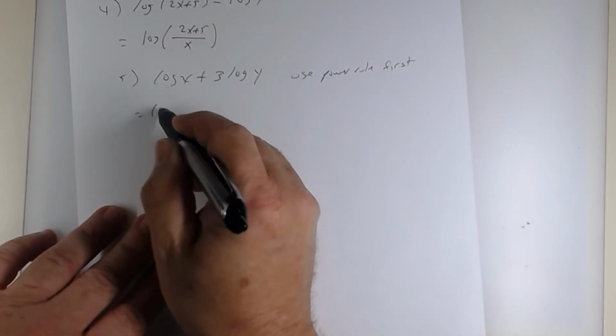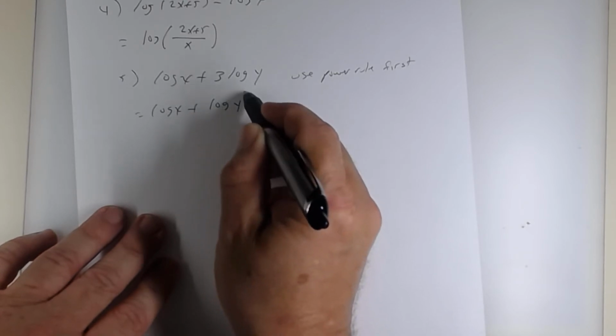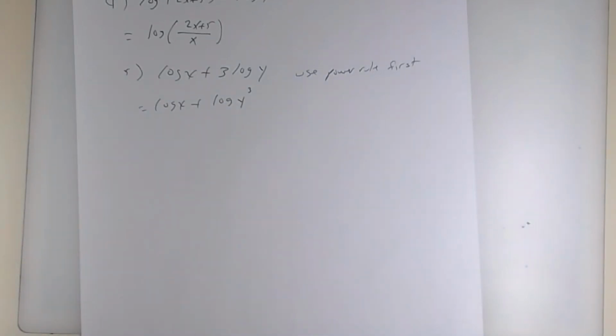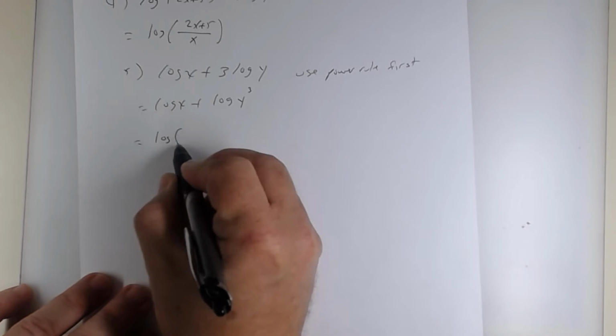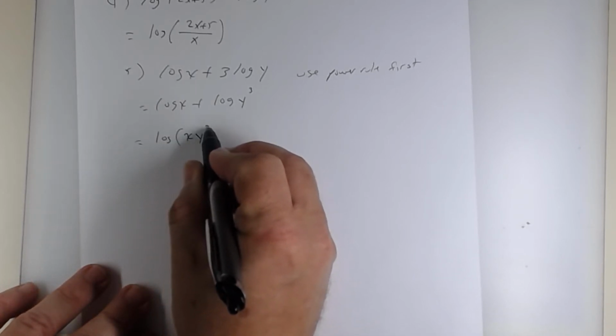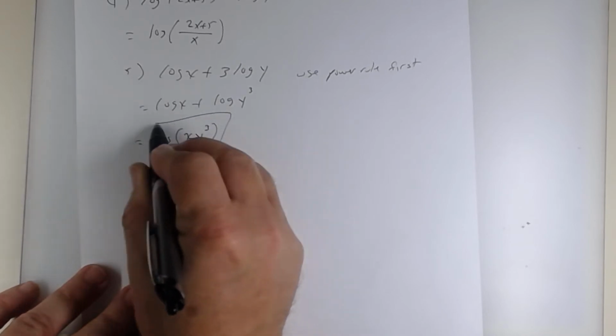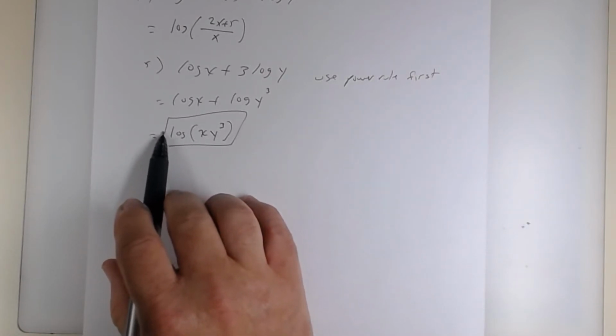So this is going to be log of x plus log of y cubed, just like this. Now I can use the product rule. So it'll be the log, in parentheses, x times y cubed. There's your answer. You wrote it as a single logarithm, and the coefficient in front of the log is 1.